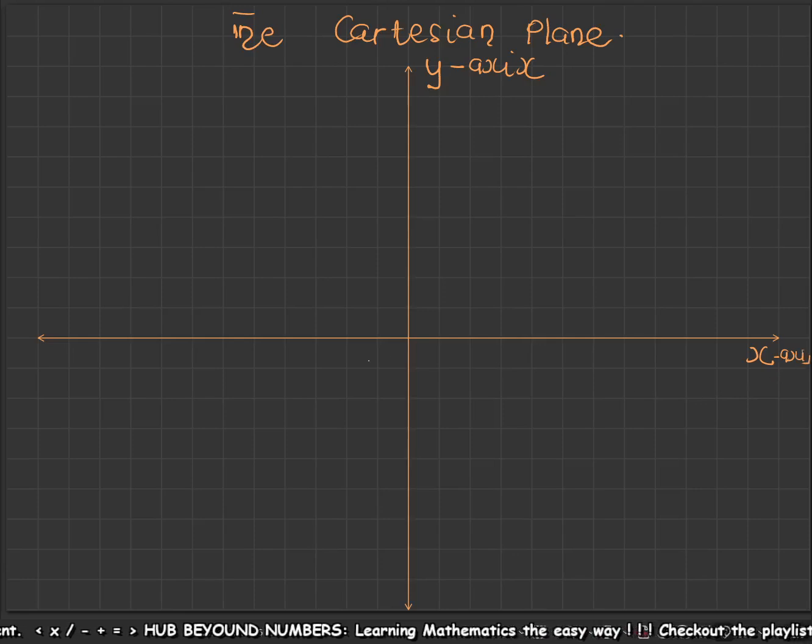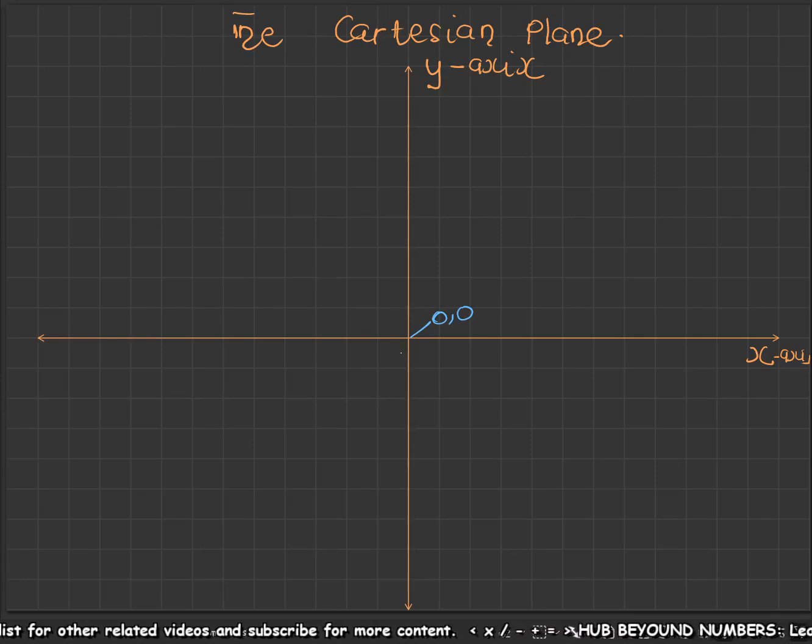Now they intersect at the origin. This is the point where they intersect, and we call it the origin. And its coordinate is what? (0, 0). This here, (0, 0). Because at that point, the value of x is 0, and the value of y is also 0. And hence we call it what? The origin.